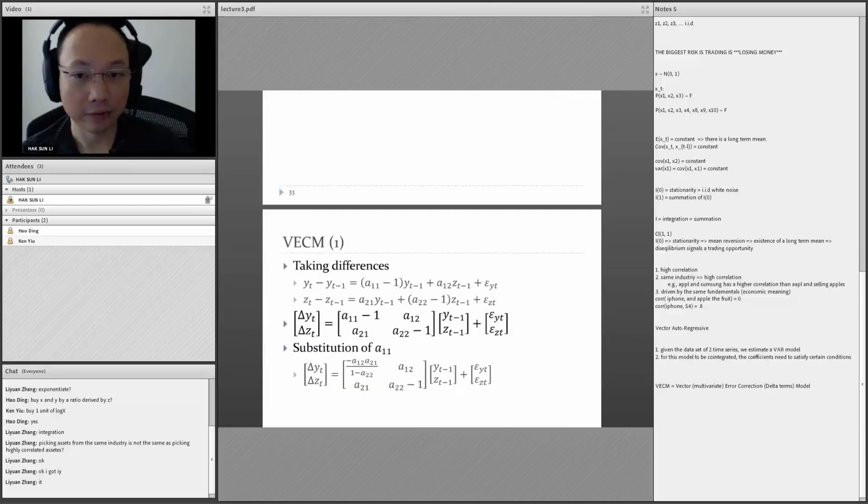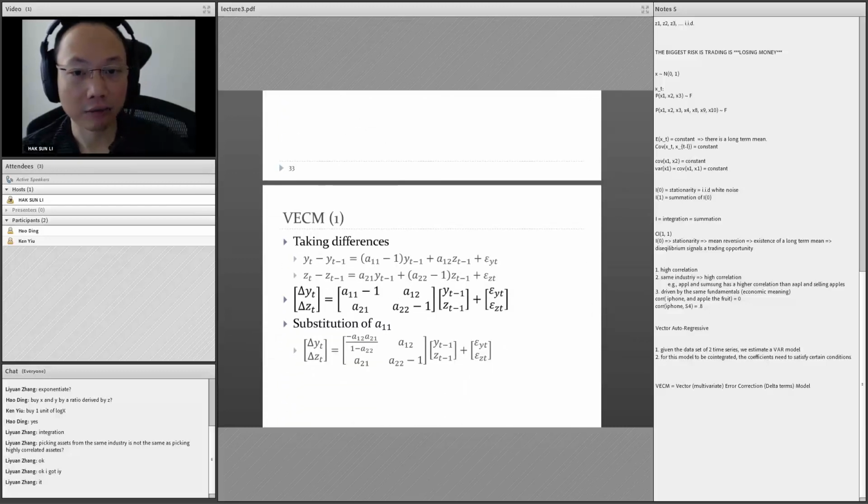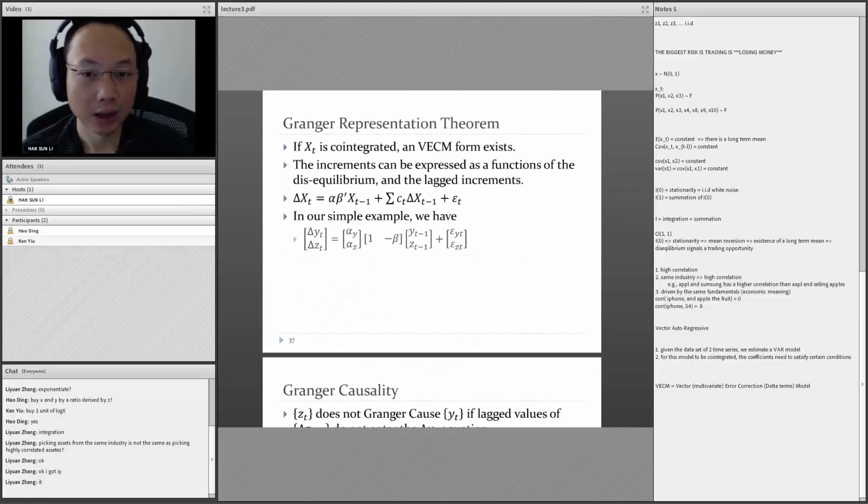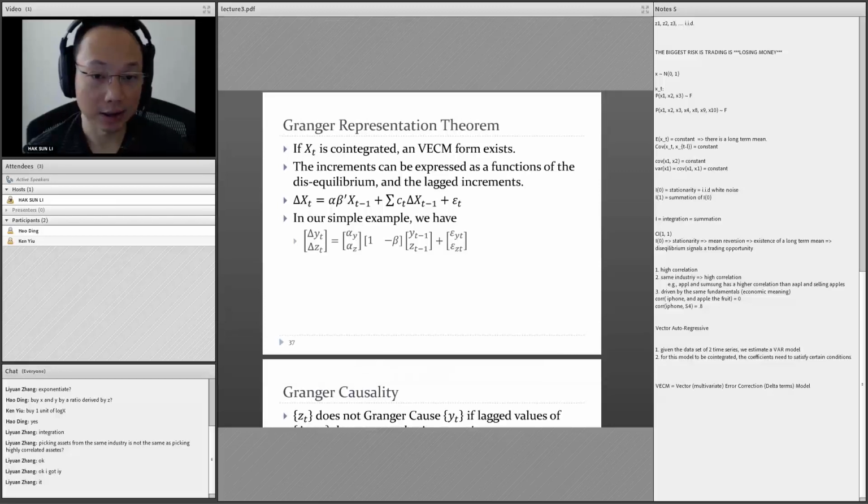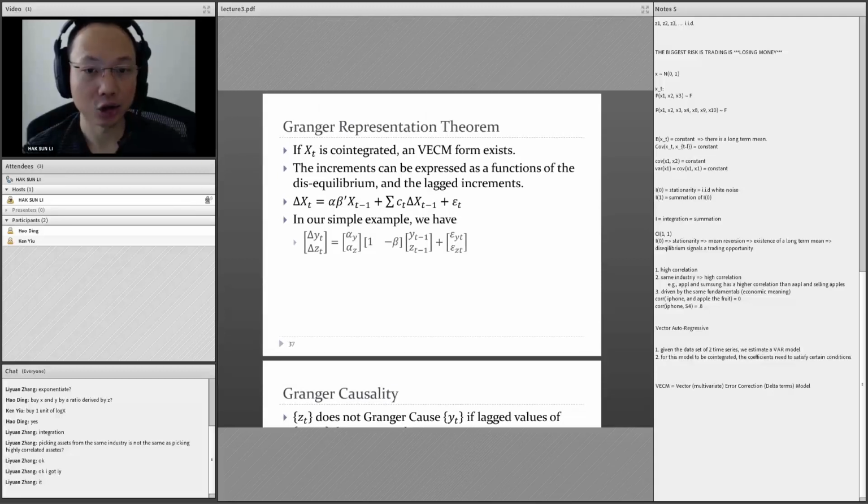And when the VECM form exists, you can write the changes in terms of the disequilibriums and the lag increments. So this is the disequilibrium, the level. But then you can write the changes in terms of the past changes, or in other words, you can write the increments in terms of the past increments.